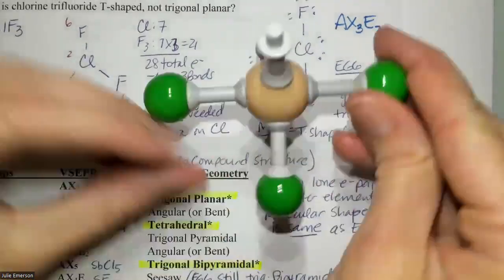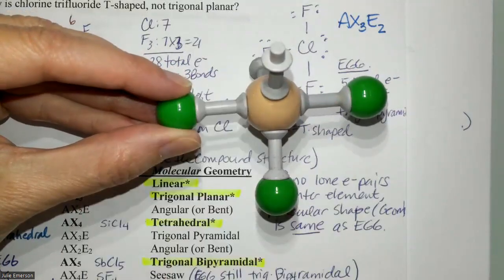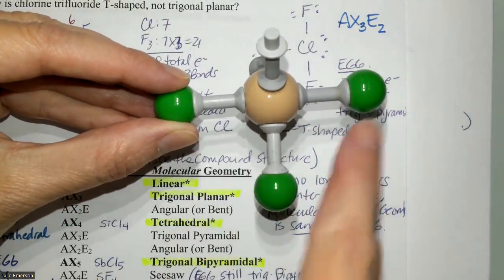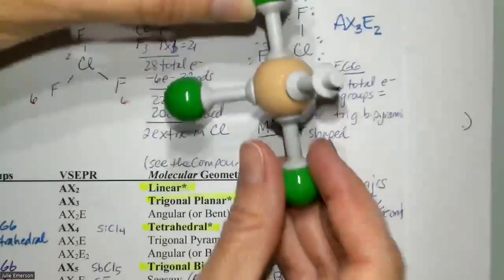So it's like a sideways T. We'll do it that way. There's my T. There's the shape of the T. Lone pair, lone pair. So this is my chlorine: 1, 2, 3 fluorines, 1 lone pair, and another lone pair. All right, I drew it this way.